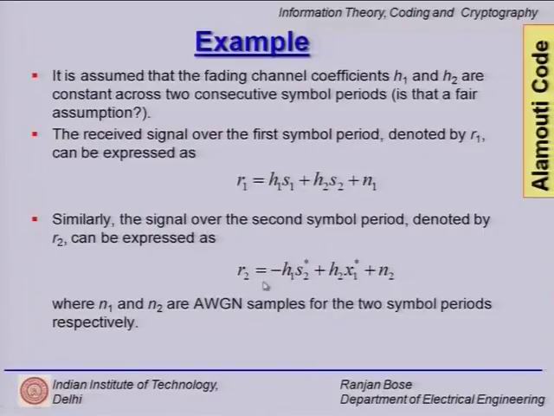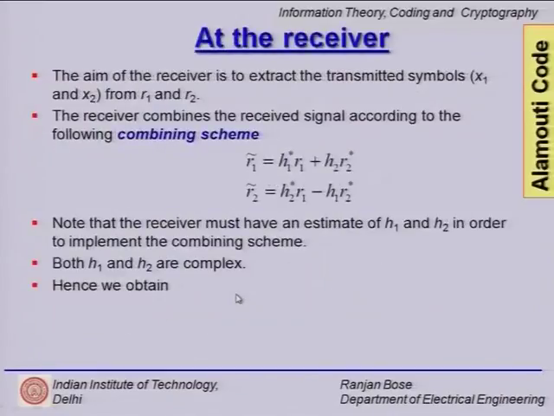But what has happened for the next time slot, the received signal that I get in the second time slot is, I sent out from antenna 1 minus S 2 star and from antenna 2 S 1 star. So, we have this R 1 and R 2. Now, the aim of the receiver is to extract the transmitted symbols x 1 and x 2 from R 1 and R 2, that is the aim.